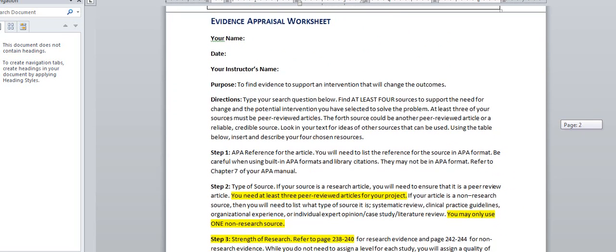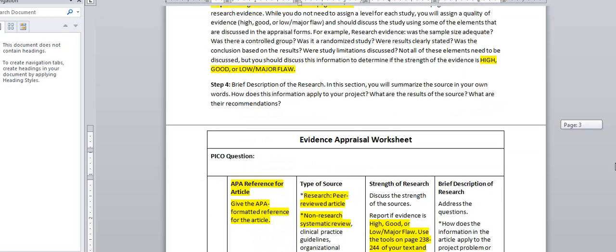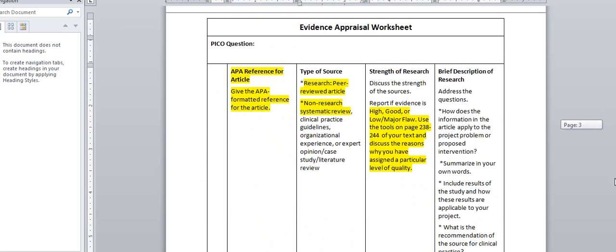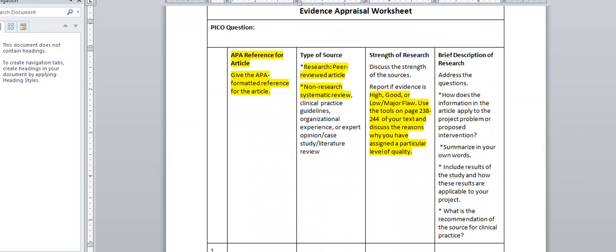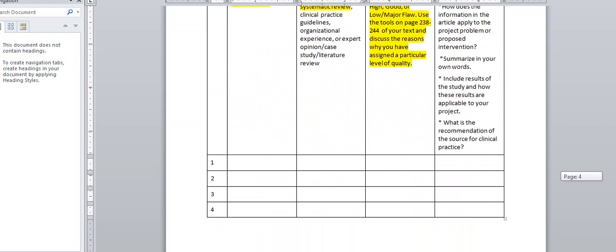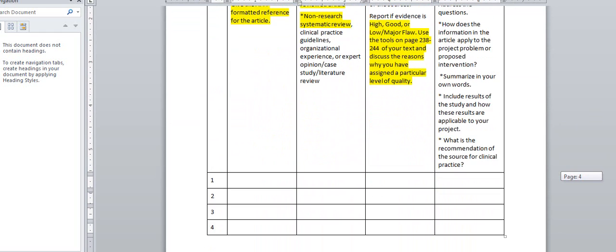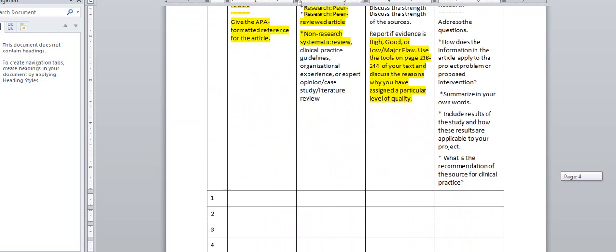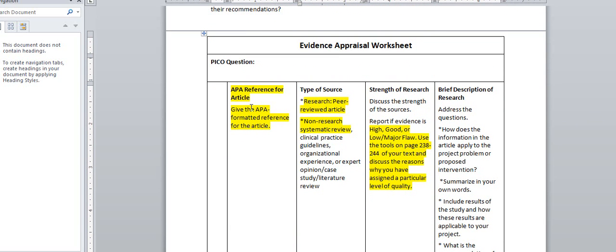Then you're going to come down and you're going to complete this evidence appraisal worksheet. So after data collection, you go into the literature, and this is where you do your research. So you're going to complete this column, and you can see, I'll scroll down here, that you have to have 4 sources. 3 of those have to be from peer-reviewed journals. This first column, you're going to put in there the APA formatted reference for the article. So this needs to be correct APA.